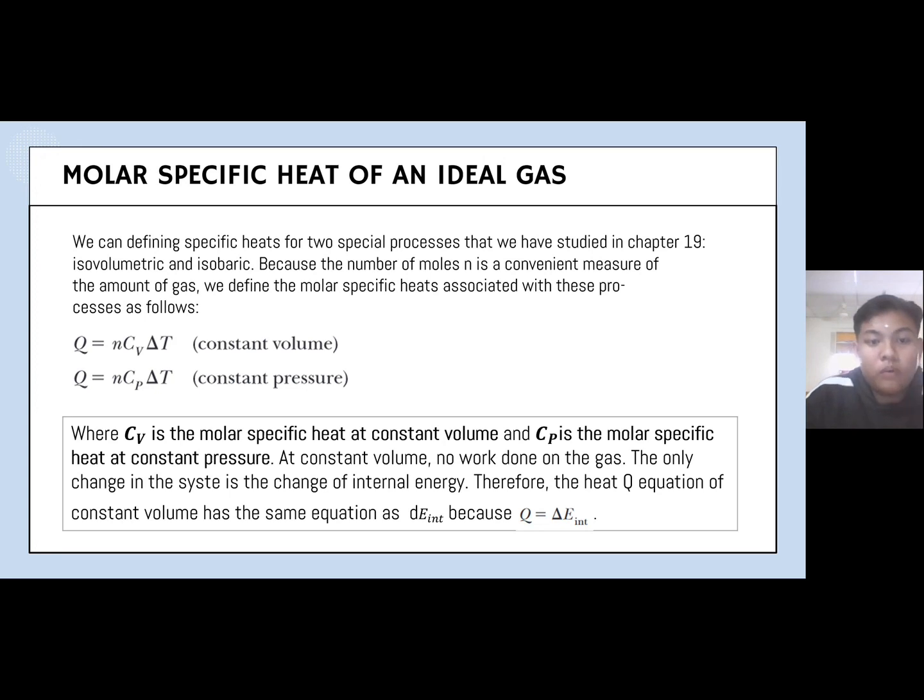At constant volume, no work is done on the gas. The only change in the system is the change of internal energy. Do you know what I mean? The only thing that changes is the internal energy.